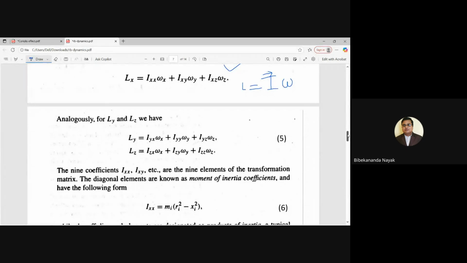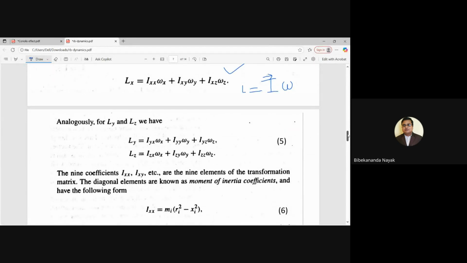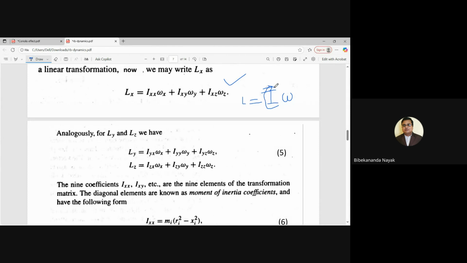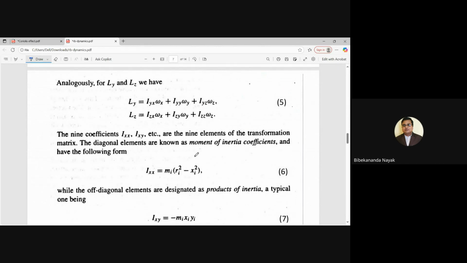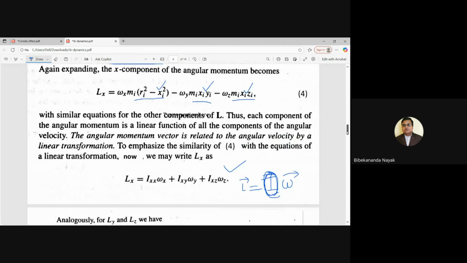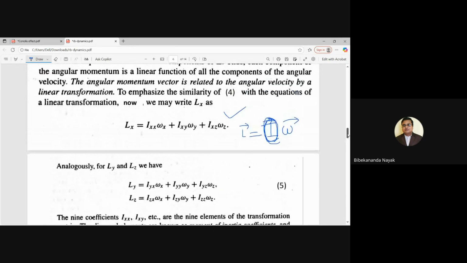And that I is nothing but your moment of inertia tensor. So L is equal to I times the omega vector. We don't write a vector sign on I, because it is a tensor quantity. Comparing terms, Ixx is the sum of mi times ri square minus xi square. Ixy is minus mi xi yi. It is a product term, so it carries a minus sign and a product.